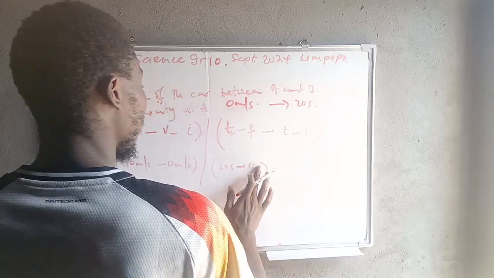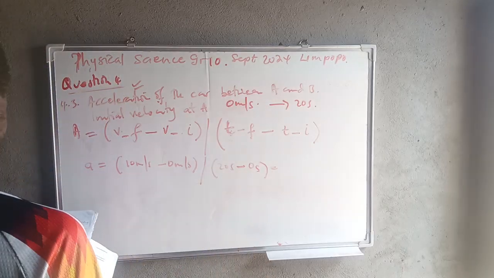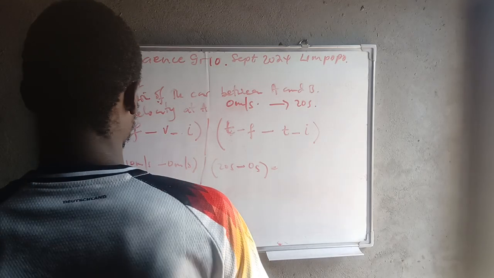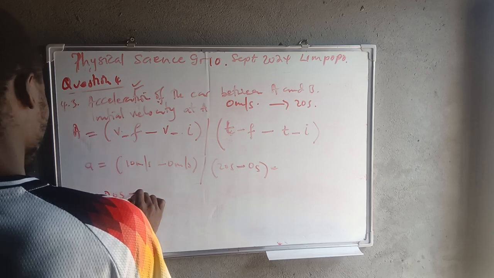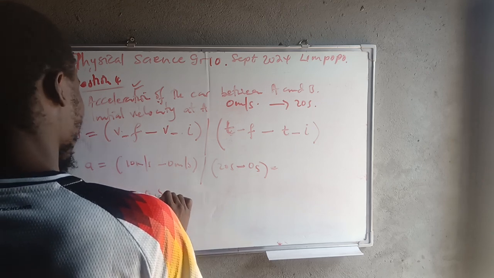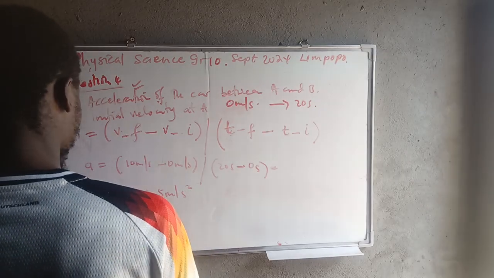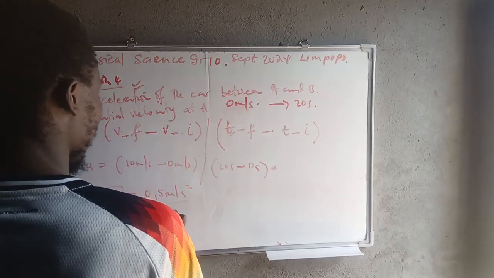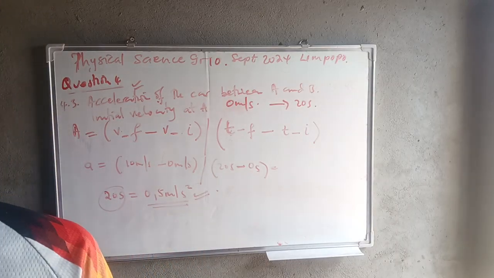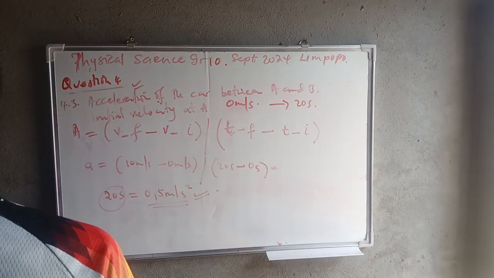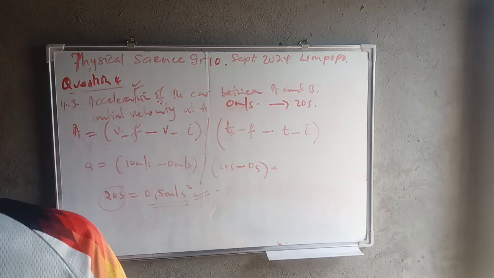So what are we going to get? Let's use that as the time. So we're going to say A, at 20 seconds, is equal to 0.5 meters per second squared. This is the answer, 0.5 meters per second squared, right?